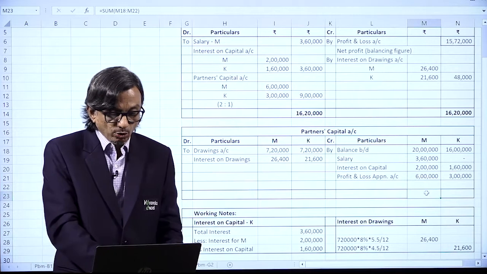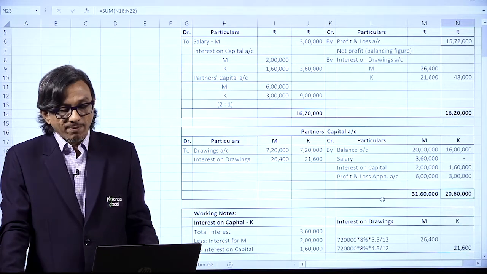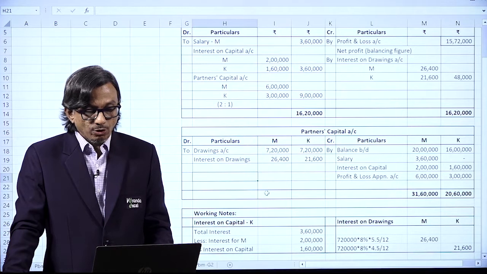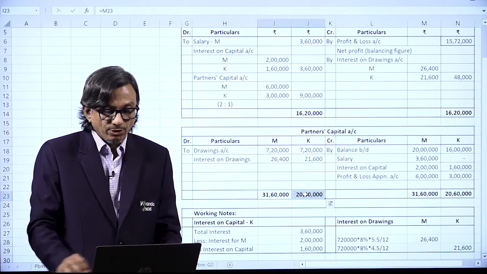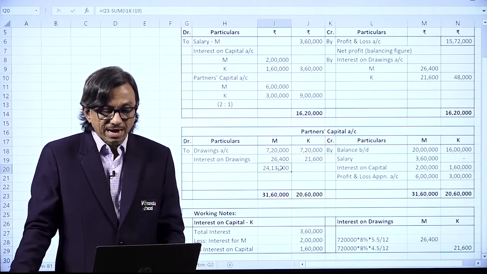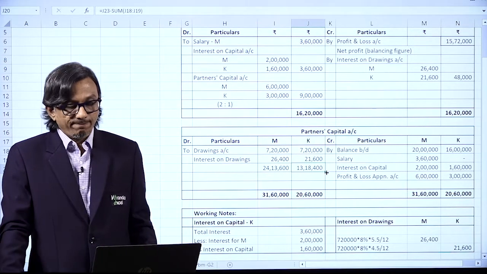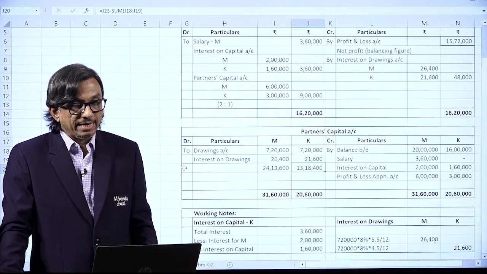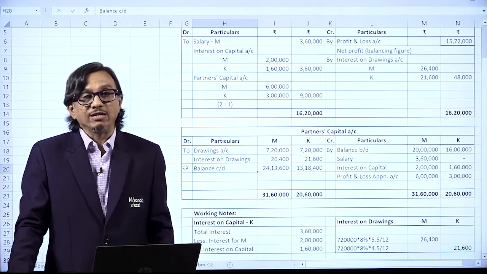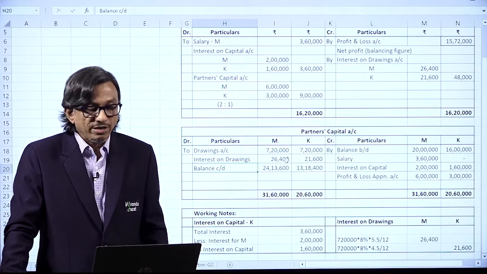Very simple, find the total, which is 31 lakh 60,000 for M and 20 lakh 60,000 for K. So, put the total and you can find the closing balance of the partners' account. For M, the balance is 24 lakh 13,600. For K, it is 13 lakh 18,400. So, therefore, that is the closing balance of the capital account in the partners' capital. So, we have now filled up all the information.